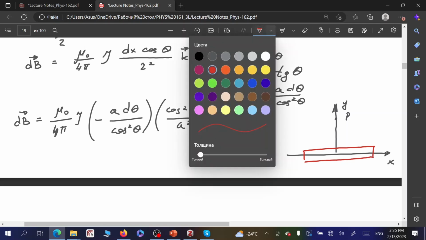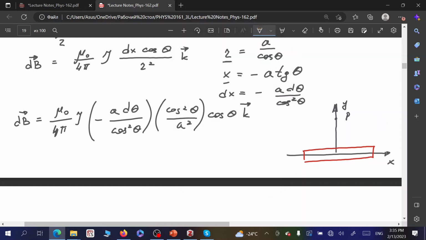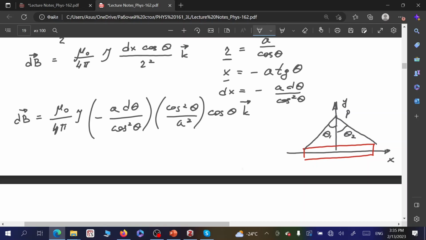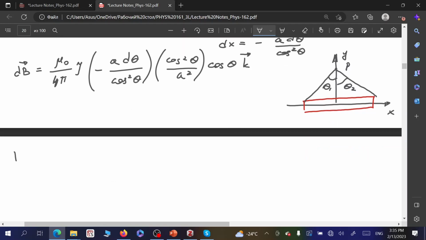And how do we define the edges of this conductor? So here is one angle, theta 1, and here is another angle, theta 2. So what we need to do in our integration of this expression which we obtained is integrate from theta 1 to theta 2. Let us do it. So the resultant magnetic field vector B at this point P will be equal to, we can factor out all constants.